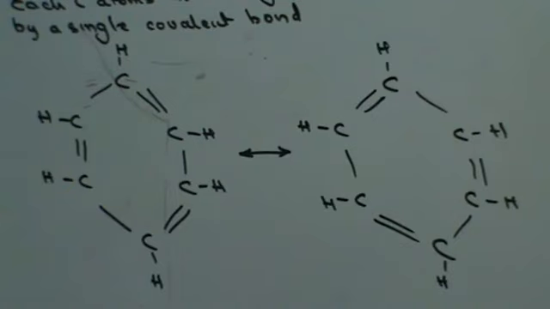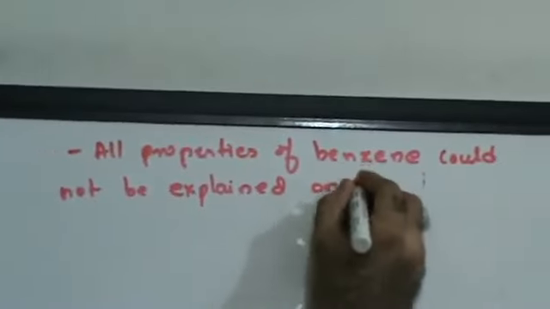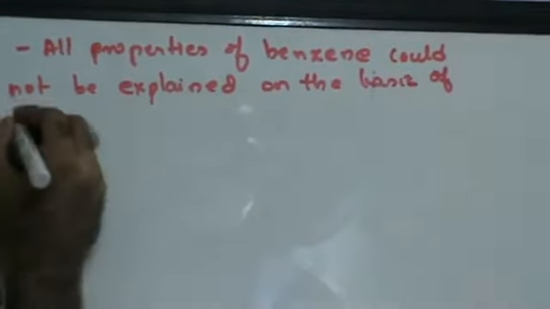All the properties of benzene cannot be explained on the basis of these two structures. Hence, Kekulé suggested that the actual structure of benzene is somewhere in between these two structures, and the position of the double bond is not fixed. I can say that all properties of benzene could not be explained on the basis of the above two structures.